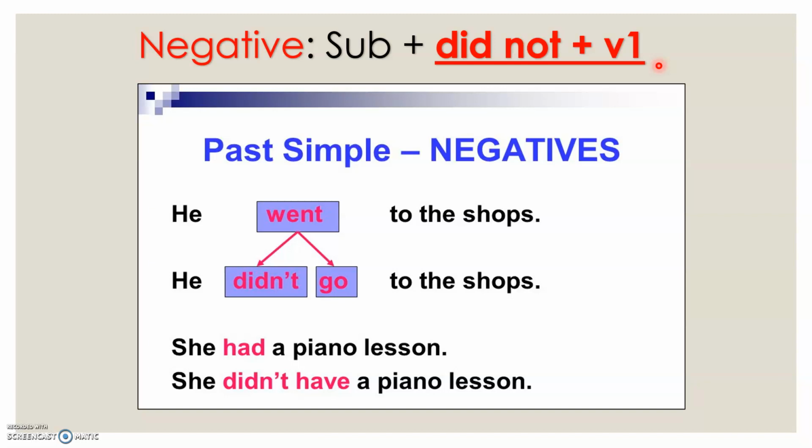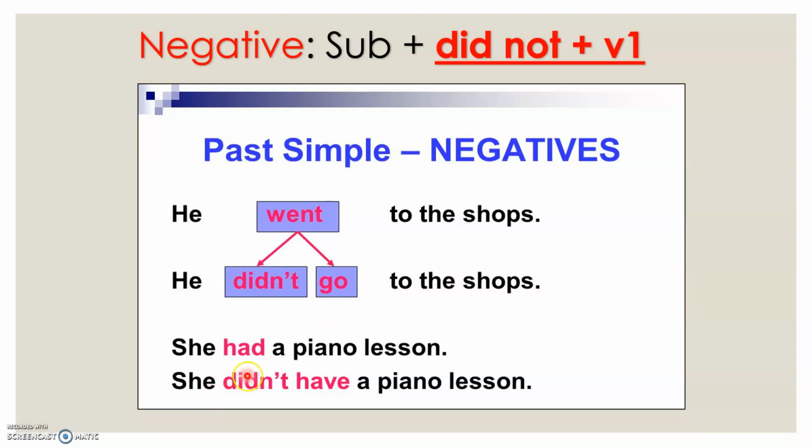So, for example, he went to the shops. If I want to change the sentence into the negative, I need to add didn't. So, he didn't. After didn't, you need to pay attention that the verb must be verb 1. What is the base form? Verb 1 from the verb went is go. So, the sentence will be, he didn't go to the shops. So after didn't, you need to pay attention that the verb must be the base form of the verb.